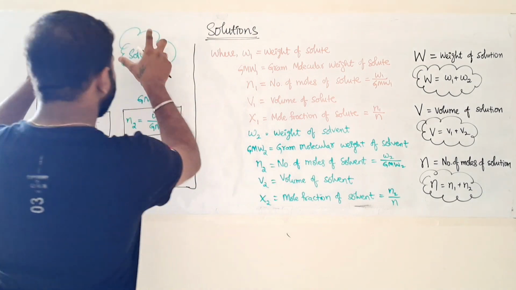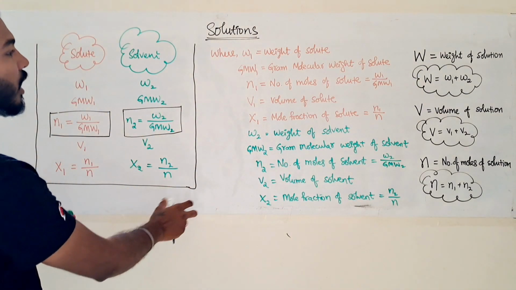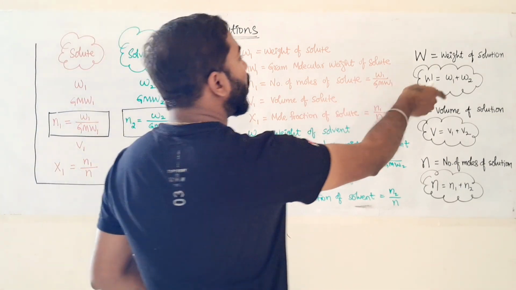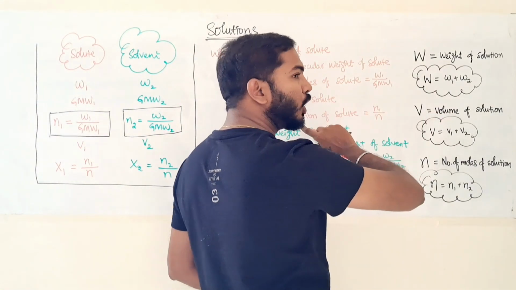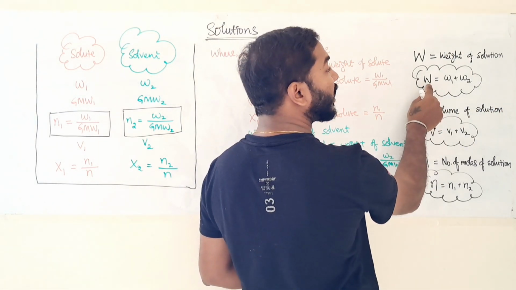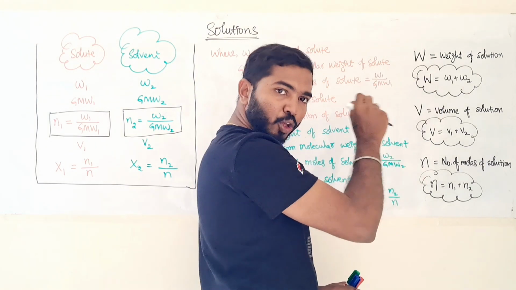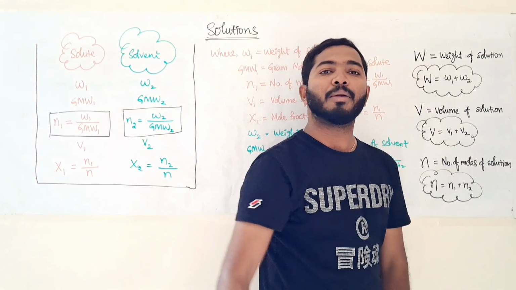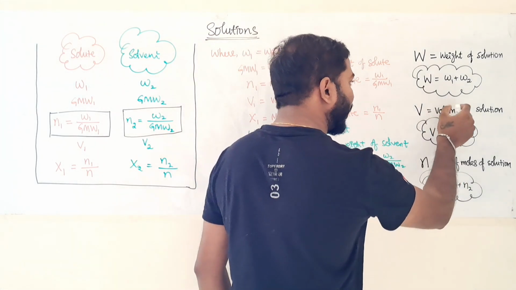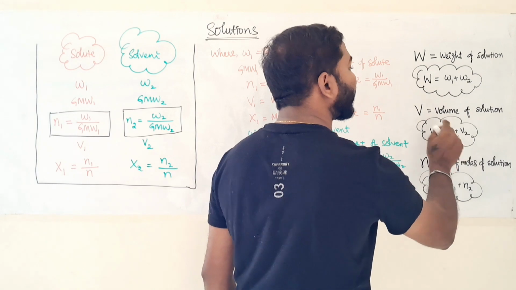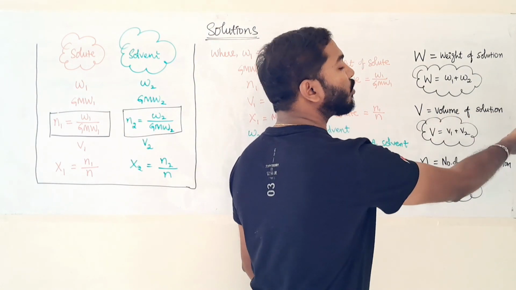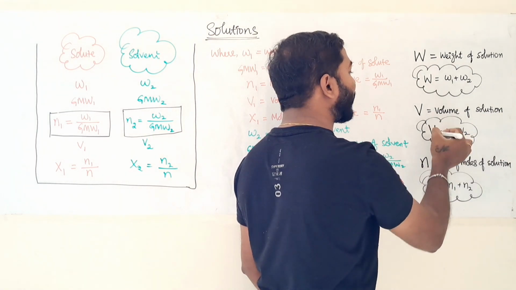So I have defined each and everything here, and given the meanings of all the terms involved. Now, by adding the weight of solute and weight of solvent, we get the weight of solution, which I represent as capital W. I am going to use all these notations, which is why I am giving them before I start. Volume of solution is the sum of volume of solute and volume of solvent, which gives the total volume of the solution. I am taking it as capital V.